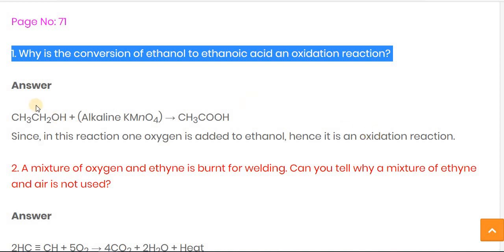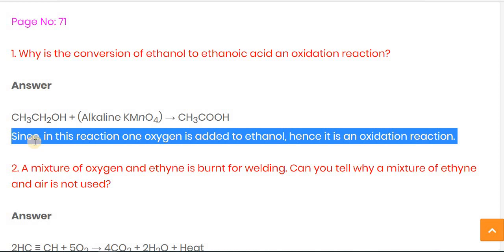The question is, why is the conversion of ethanol to ethanoic acid an oxidation reaction? As we know the definition of oxidation, oxidation means if oxygen is added during the reaction, then it is considered an oxidation reaction. In the other case, if there is removal of hydrogen, then also we can consider the process an oxidation reaction. Here you can see in the alcohol oxygen is added, and due to that it becomes ethanoic acid. So the addition of oxygen occurs, and we consider this process an oxidation reaction.